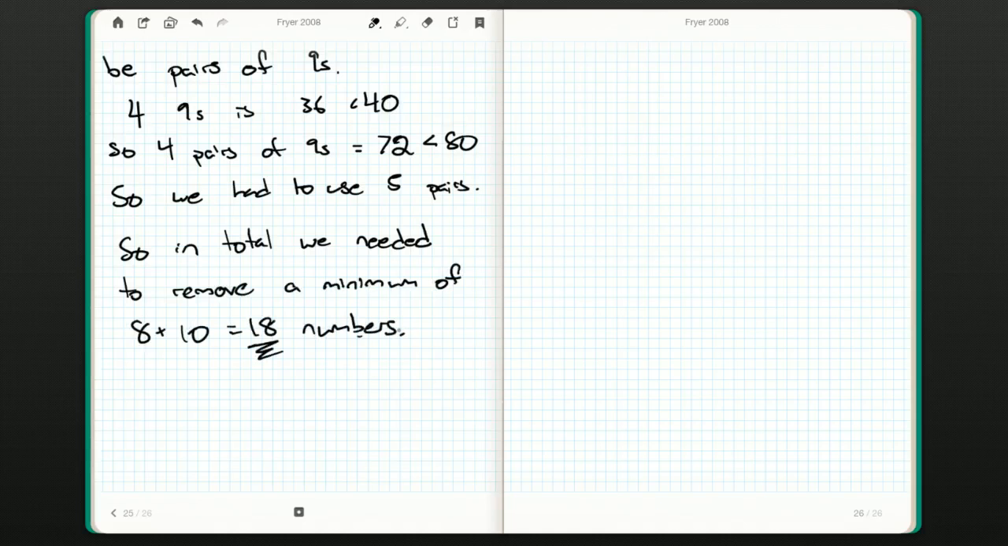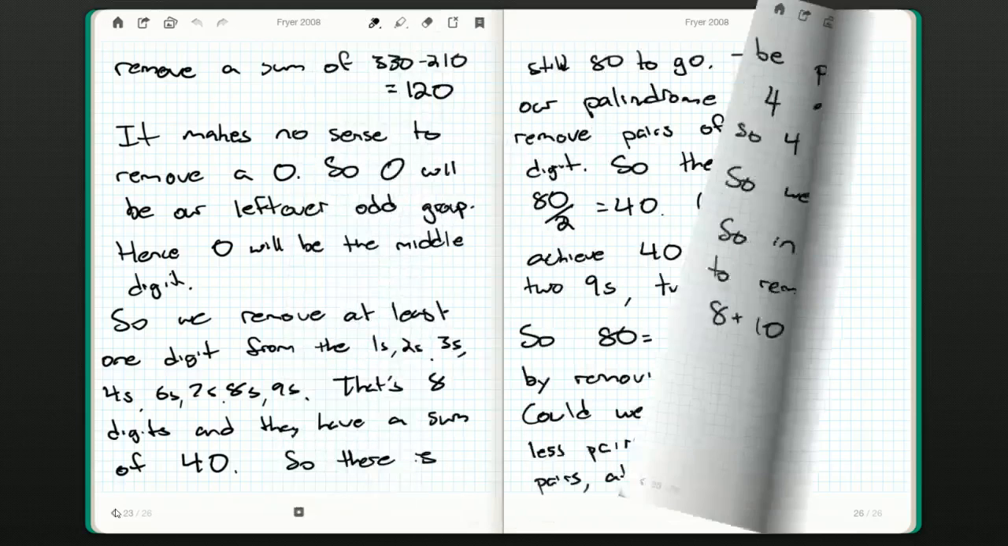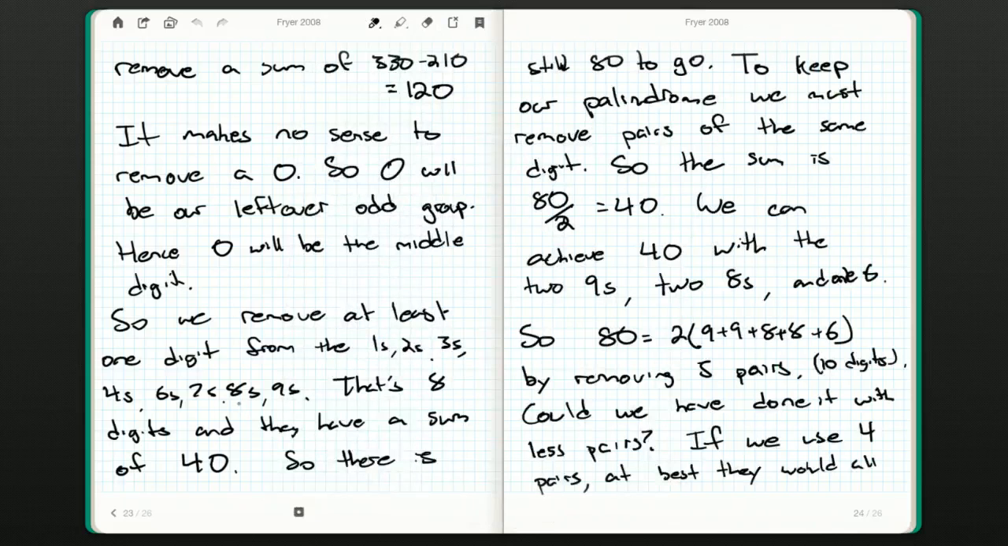So we needed to remove exactly 18 numbers here. Just to get it in the state of a palindrome, which is at most one group odd and all the rest even, we had to remove 8 digits. Then to get our sum of 120, and to keep it a palindrome, we had to remove pairs. So the pairs had to total up to 80. So the numbers in each pair, not counting both numbers in the pair, had to be equal to 40. We could do that with 5 of them, the 2 pairs of 9s, the 2 pairs of 8s, and 1 pair of 6s. That would do just fine.